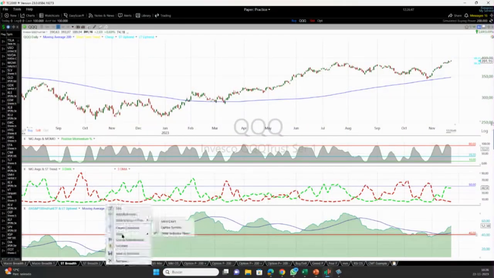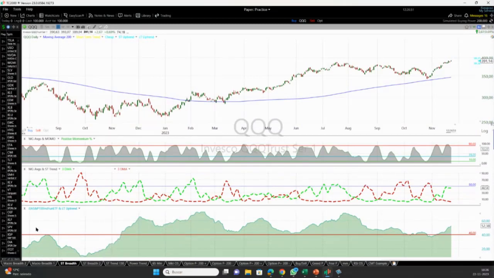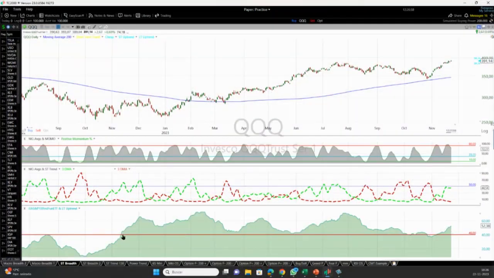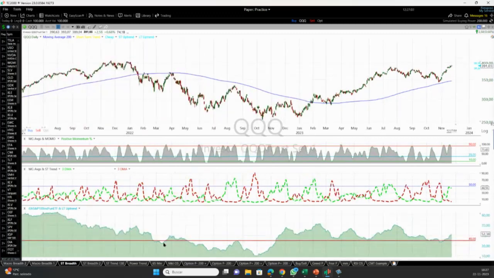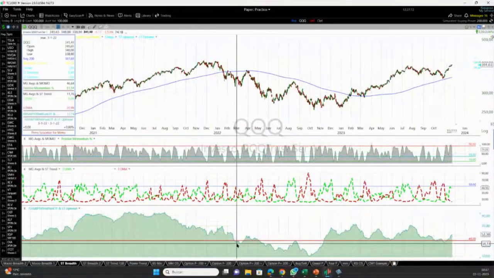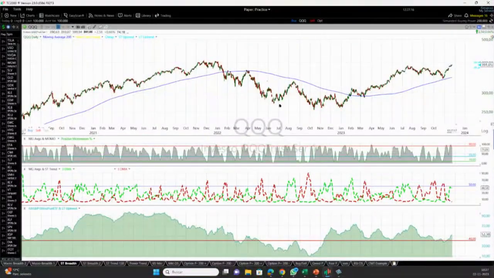Let me just erase this. The rule that I use in my study is when this number drops below 40% of all stocks in a long-term uptrend, that usually means the market is in trouble. And this is when you get the big declines like we saw in 2022.